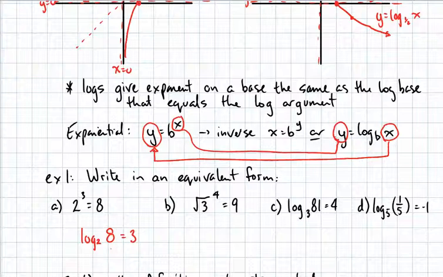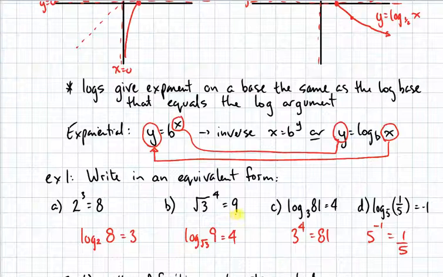Maybe pause at this moment, try the other problems, and then come back and see how you've done compared to mine. Okay, here are the solutions for the other three. The exponential base becomes the log base. The thing that's the result of the exponential is what the argument of the log is, what I take the log of. And the exponent that I had before is the result I get.